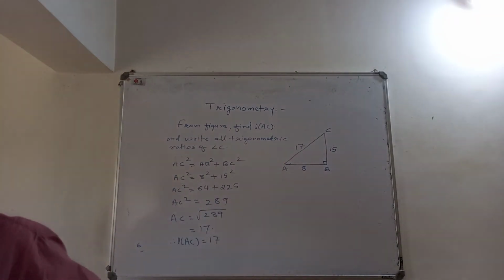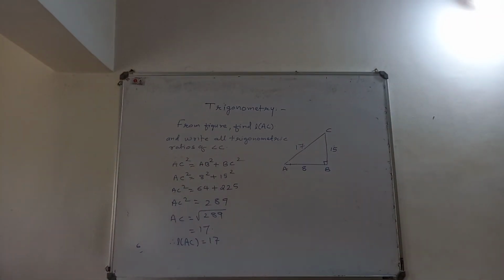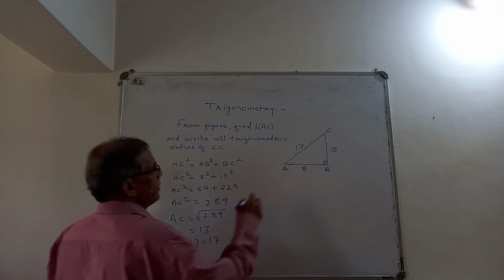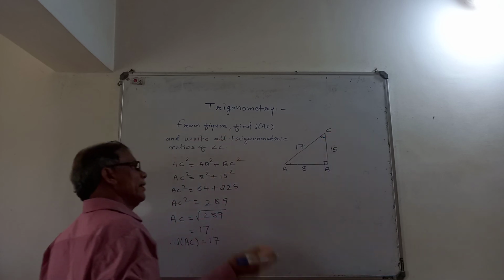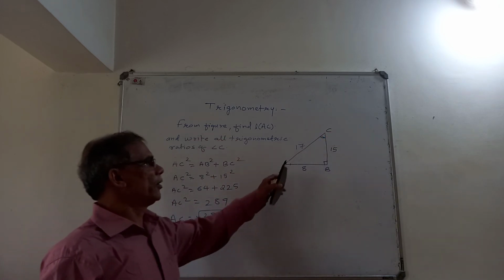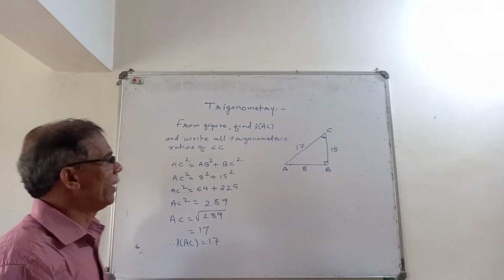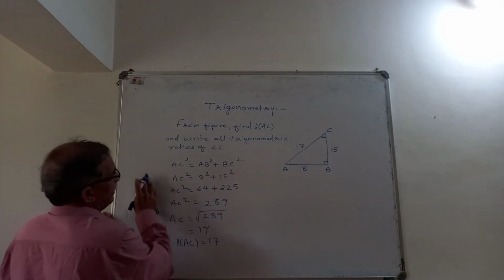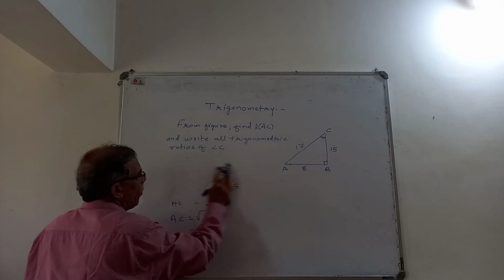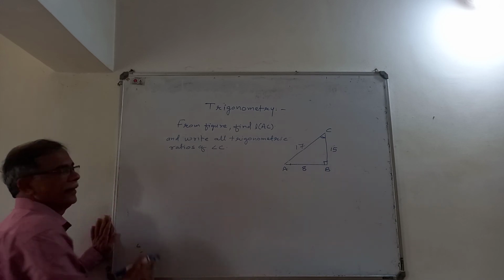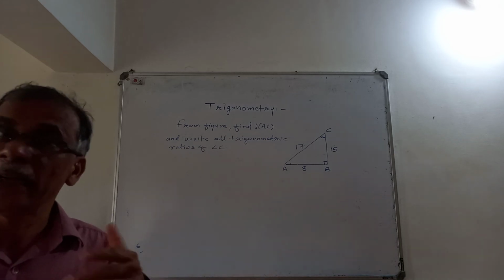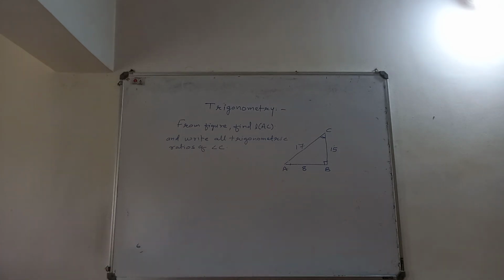Now what does it say? Find length AC and write all trigonometric ratios of angle C. So it means we have to write the ratios of this angle, isn't it? They can also ask you to write trigonometric ratios of angle A, isn't it? So you mark that particular angle and then write. Now, all trigonometric ratios means total how many are there? There are 6 trigonometric ratios, isn't it?